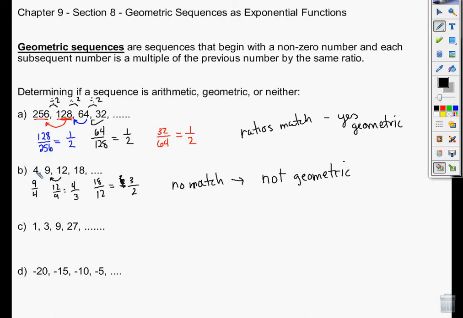Now I'm going to look to see if it's arithmetic. To go from 4 to 9, I add 5. To go from 9 to 12, I add 3. To go from 12 to 18, I add 6. I'm not adding the same thing every time, am I? So we also aren't arithmetic. So it's neither.